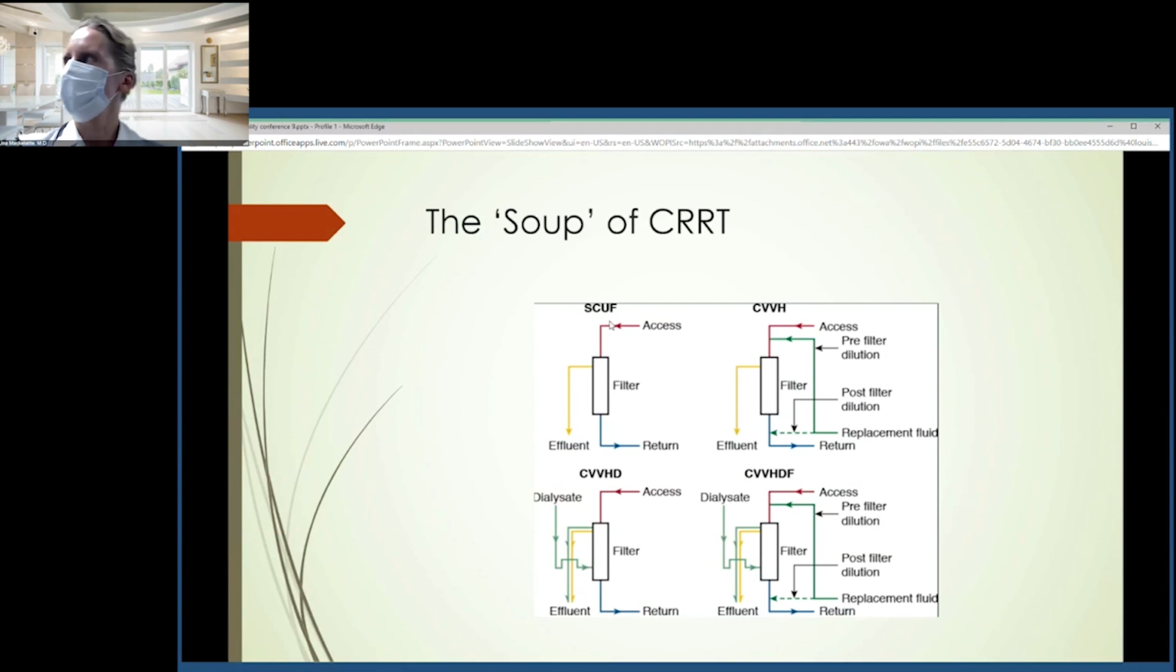If we're doing just SCUF, slow continuous ultrafiltration, we are just pulling fluid from the patient. There is no clearance, or very little clearance. So we're just pulling fluid off from somebody who is very volume overloaded, but doesn't have any uremia issues or potassium or electrolyte problems. So that's SCUF.